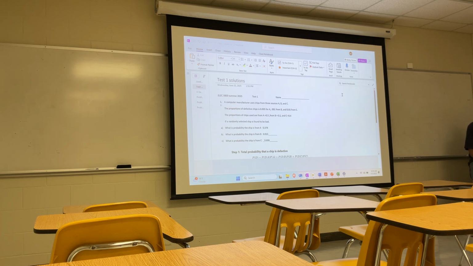So they have 3 manufacturers, and a problem like this will appear in the file. It may be 4 manufacturers, there might be some other variations, but this kind of problem is typical. So the first thing is, you've got 3 manufacturers, and they give the percentage of defective chips: 0.005 from A, 0.001 from B, 0.01 from C, and the proportion of the chips used are 50% A, 10% B, and 40% C.